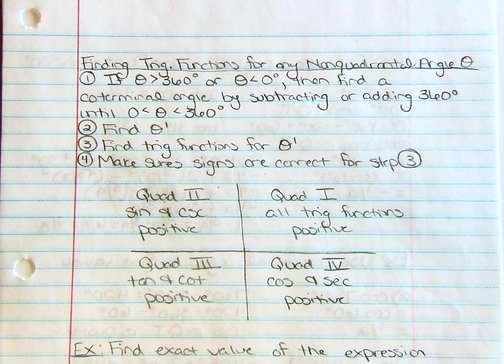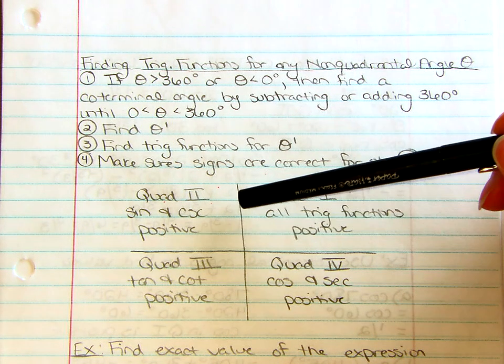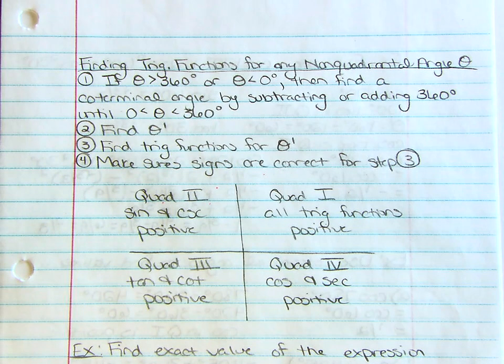For quadrant 2, your sine and your cosecants are positive. Everything else is negative. And hopefully that makes sense too, because your sine is going to deal with your y values, and your cosecant is the inverse of that. So that deals with your y values, which are positive. All of your other trig functions will have an x component in it, and that x is what's negative, thus making your other trig functions negative.